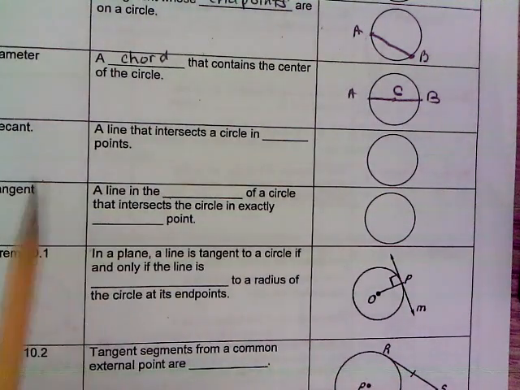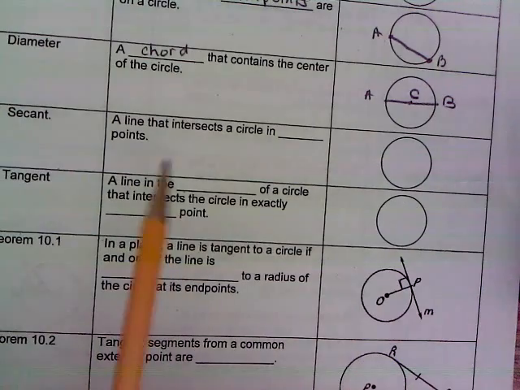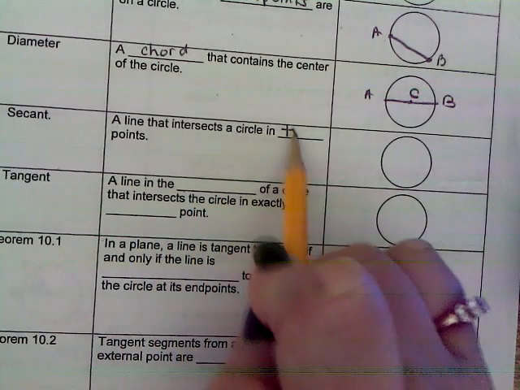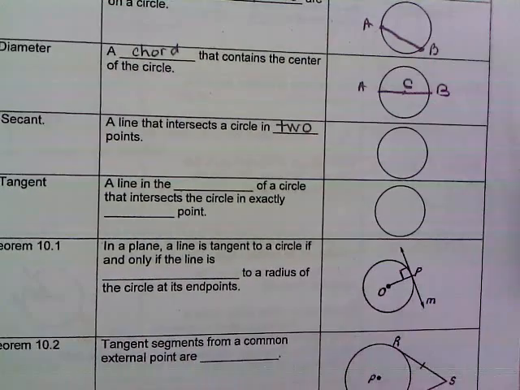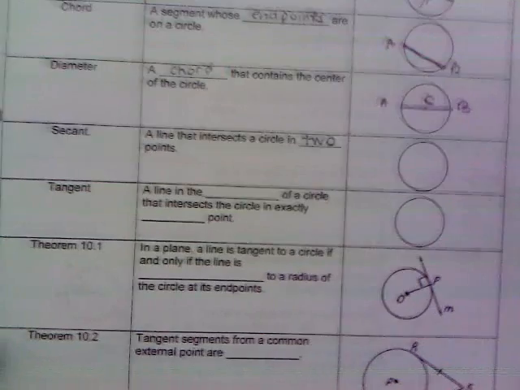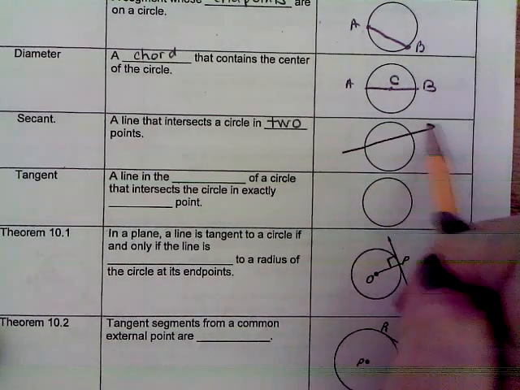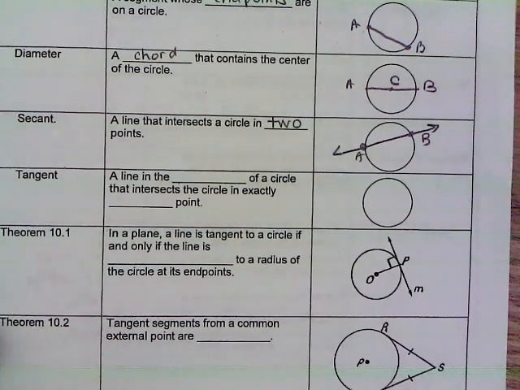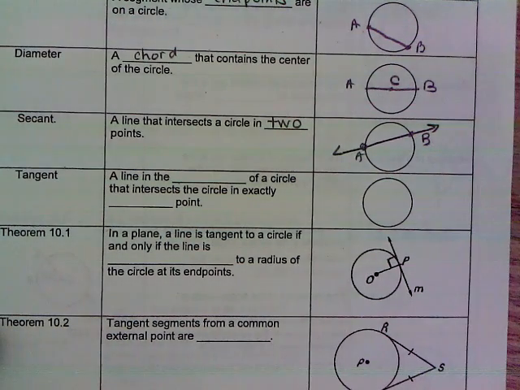Okay, next we have a secant. A secant is a line that intersects the circle in 2 points. It's always a line that's basically going through my circle. So here, if I just have a line going through here, that's a secant. It's going to connect in 2 places. So it's basically a line that goes through a circle.